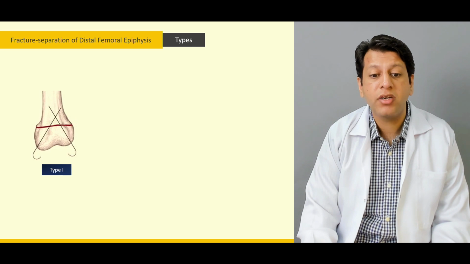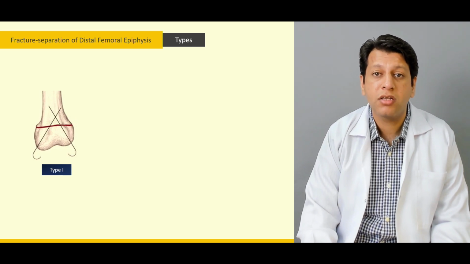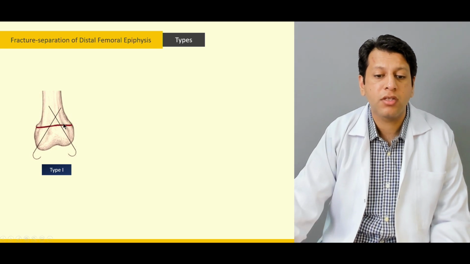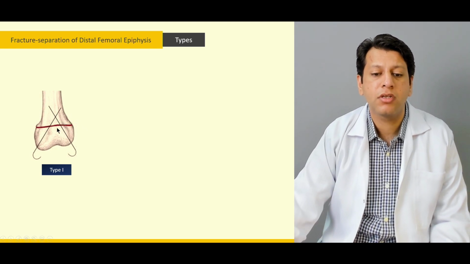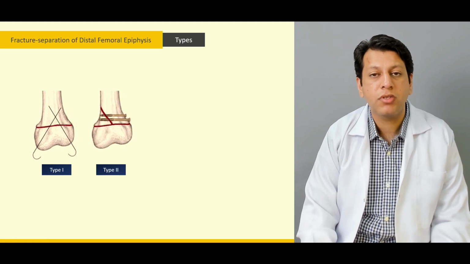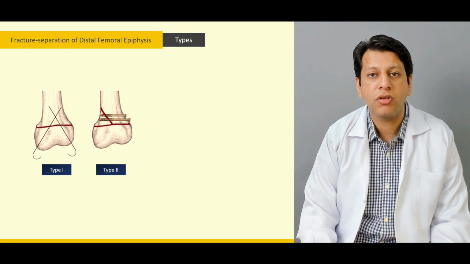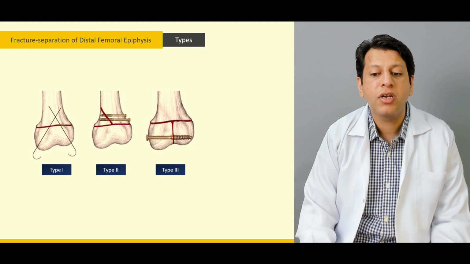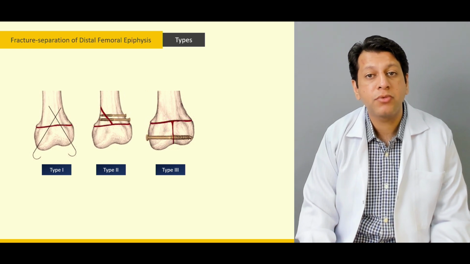So there are different types. There is the Salter-Harris classification for this. Salter-Harris type 1 is when there is injury through and through the physis. This is how it looks. Type 2 is when the physeal fracture actually goes into the metaphysis. This becomes type 2, and when it goes into the epiphysis, it becomes type 3.